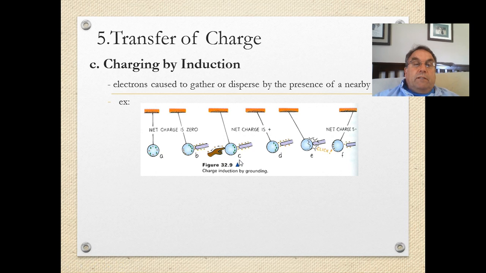So here's another illustration of charging by induction. We have a metal ball hanging from a string, and then we bring a negatively charged rod near it. And so it induces a charge in it. And because of the induced charge, the ball then swings towards the rod. And because this end is induced to be positive and this end is negative, the ball sticks to the rod.